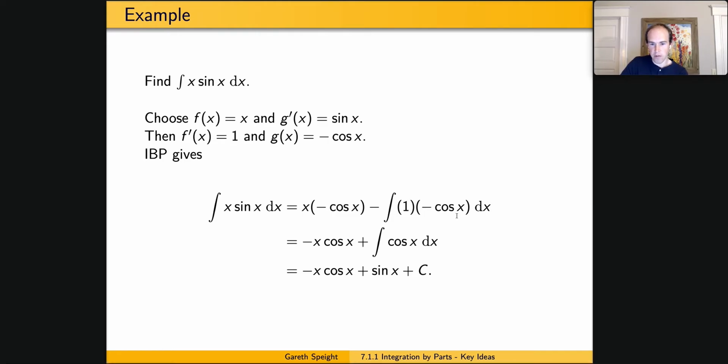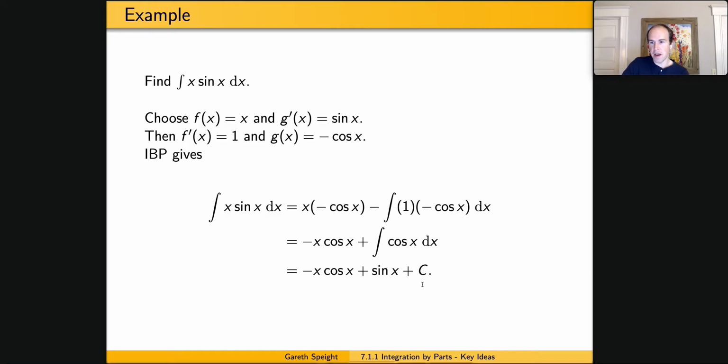So it never hurts to add more parentheses. Okay, then we clean this up. We have a minus and a minus, so that becomes plus the integral of cosine x. And then we do the integral of cosine x, which is way easier than the integral we started with. Okay, integral of cosine x is just sine x plus c. So in the end, we get the answer as minus x cosine x plus sine x plus c.